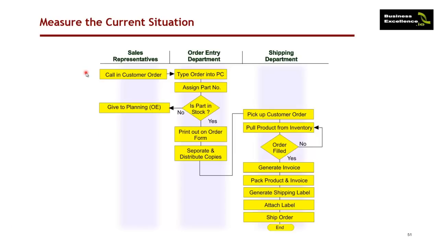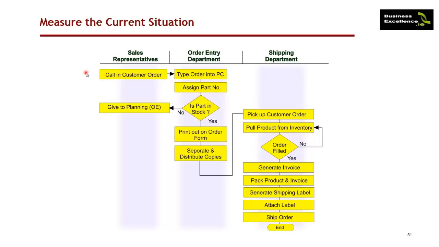The process in this organization starts as follows. The salesperson takes the information from the customer, and for the purposes of the case study, we are going to assume that there is no ambiguity between the sales rep and the customer.